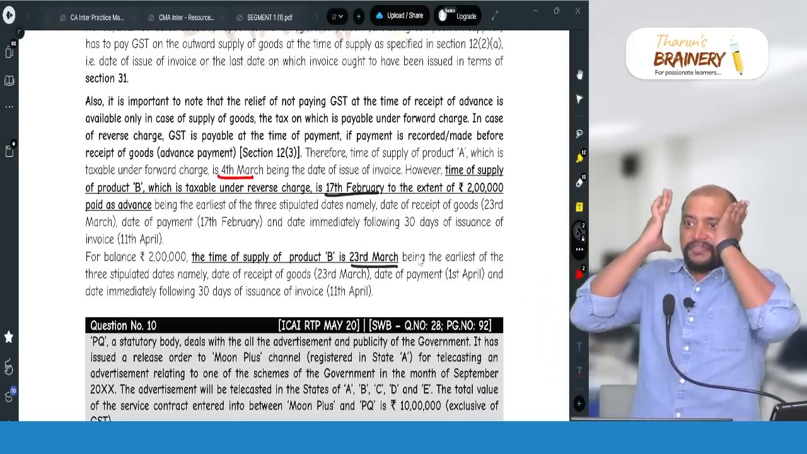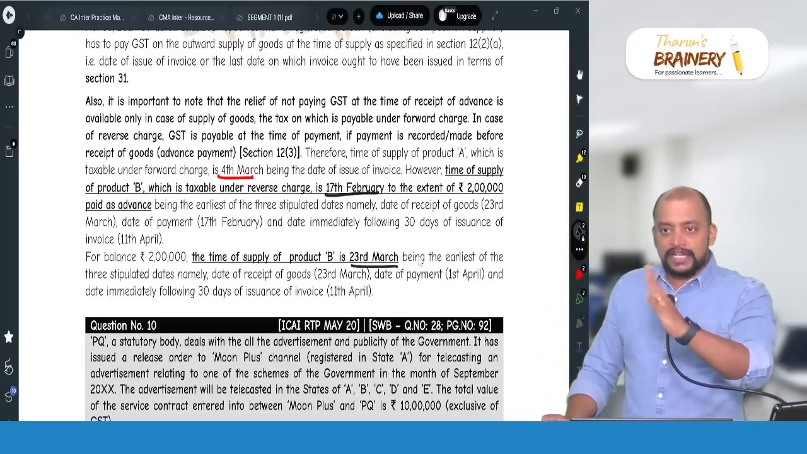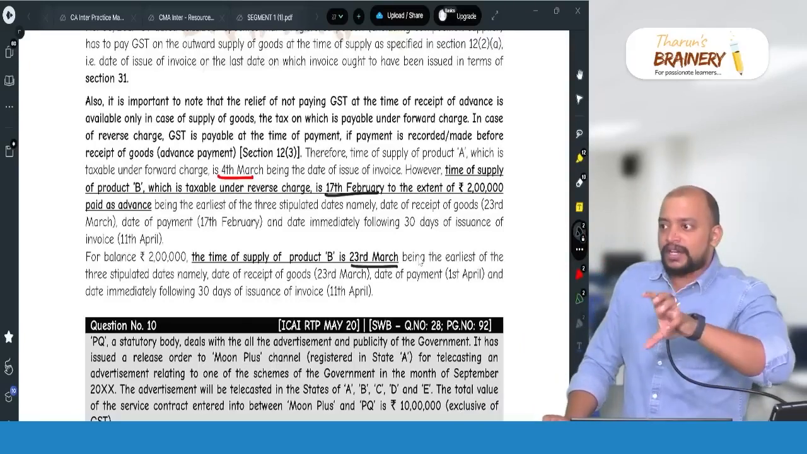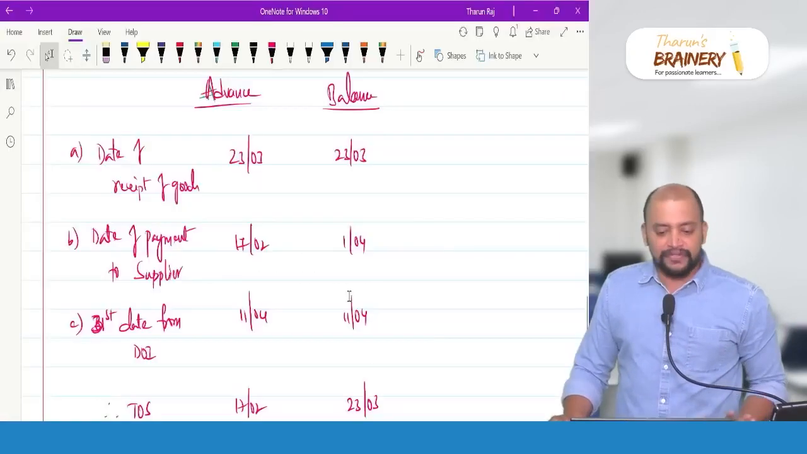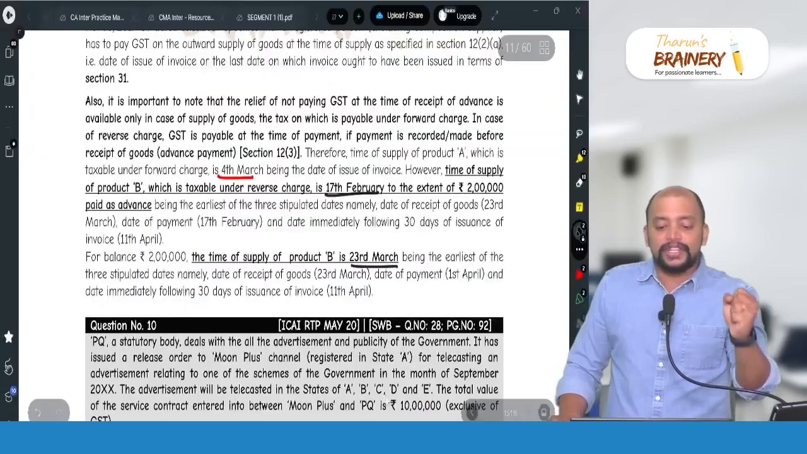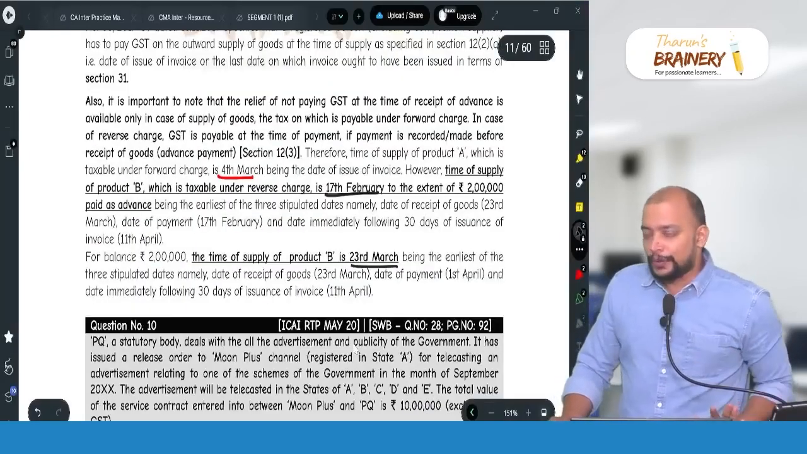So, if we stick to the provision, take the data from the question, and all other information is irrelevant, we will easily arrive at the answer for this. But you should be strong on the provision. Provisions you need to know.